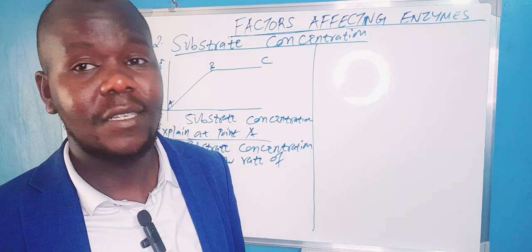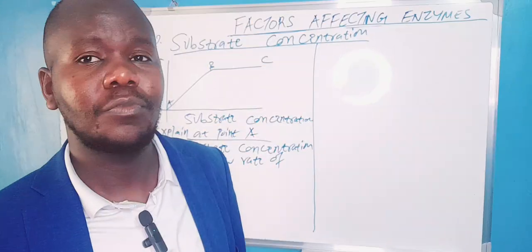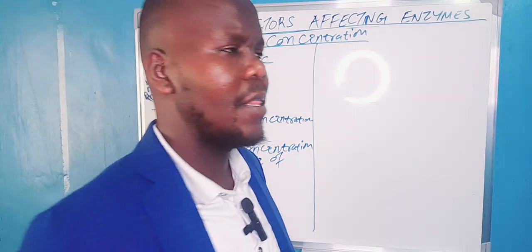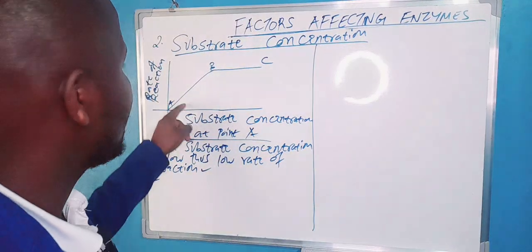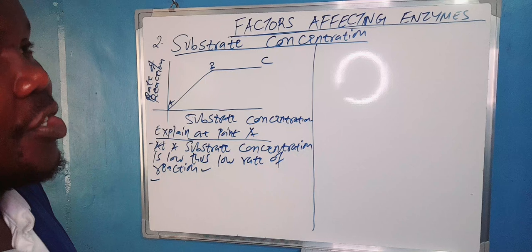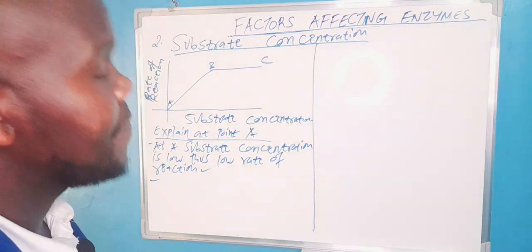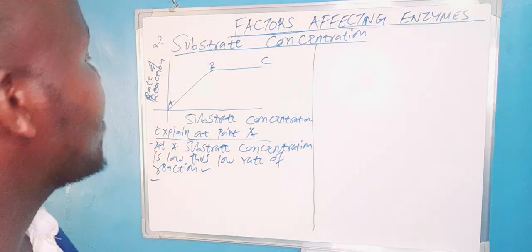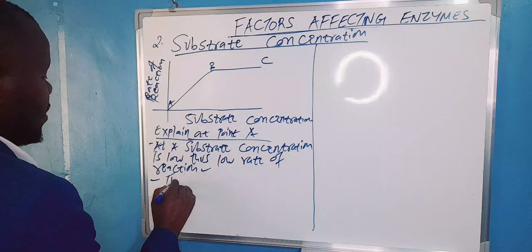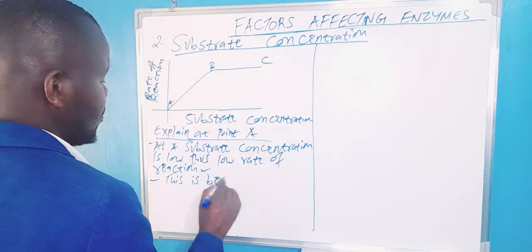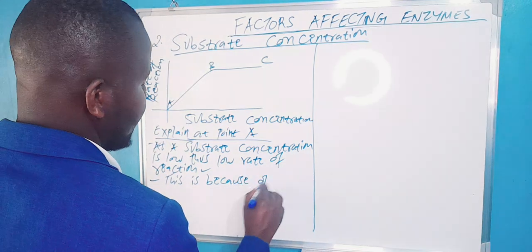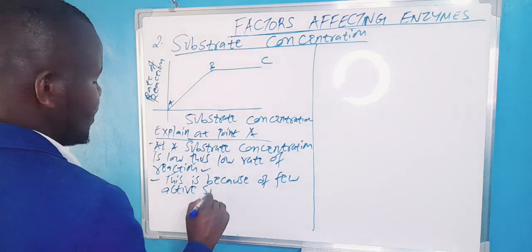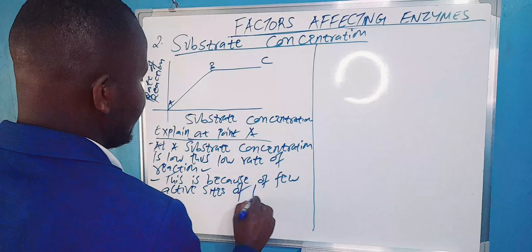The second mark is when you have low substrate concentration. How will you explain the other one? You explain based on the enzyme concentration. Why are we saying the rate of reaction is low? This is because of few active sites of the enzymes.